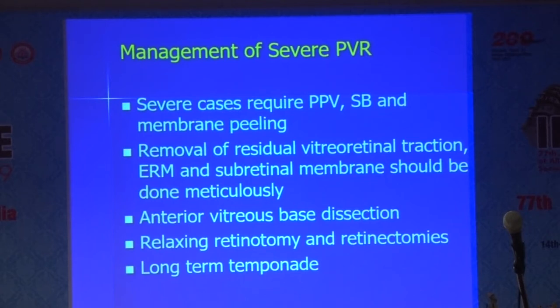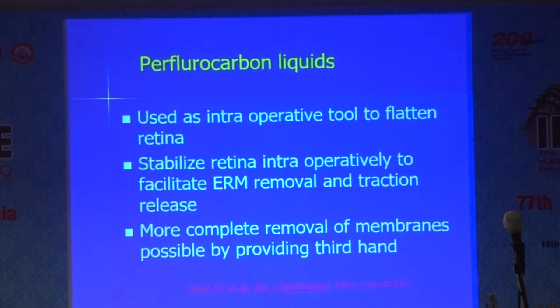Severe PVR requires not only partial vitrectomy; most of the time we always put a scleral buckle, especially a 240 band. You require extensive peeling, and you may need removal of these bands from anterior, posterior, as well as sometimes anterior-based dissection. Relaxing retinotomy and retinectomies you try to avoid as much as possible, but you may require them. And long-term tamponade is required. So perfluorocarbon is required to be used.